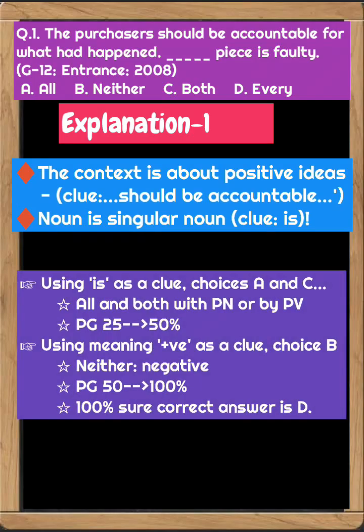Okay, now using the word is as a clue, choices A and C must be eliminated, because all and both are used with plural nouns, or they can be followed by a plural verb. Therefore, our probability increases from 25 to 50% when we eliminate two choices. Again, using the meaning, that means the meaning is positive, as a clue, choice B must be eliminated because neither is used for a positive idea. As a result, your probability increases from 50% to 100%. Therefore, 100% sure the correct answer is D.